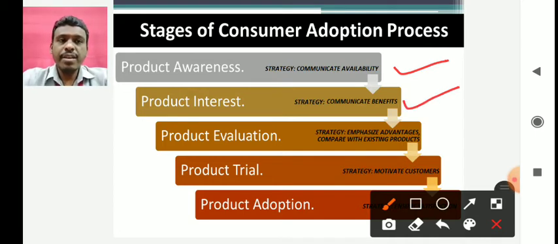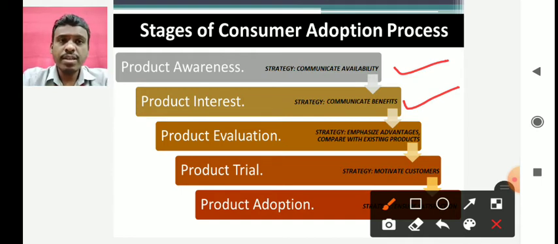The second step the consumer goes through is, once he gets aware about the product, he will develop interest. That is, he will try to understand its specifications, its features, and its benefits for him. He will try to gather more and more information about it. Maybe he will surf the internet, maybe he will watch the advertisement closely, maybe he will go to DMart or Reliance Fresh, Big Bazaar, pick up the soap and see its benefits, its ingredients, and what it is made up of. So out of his interest, he is trying to generate more information.